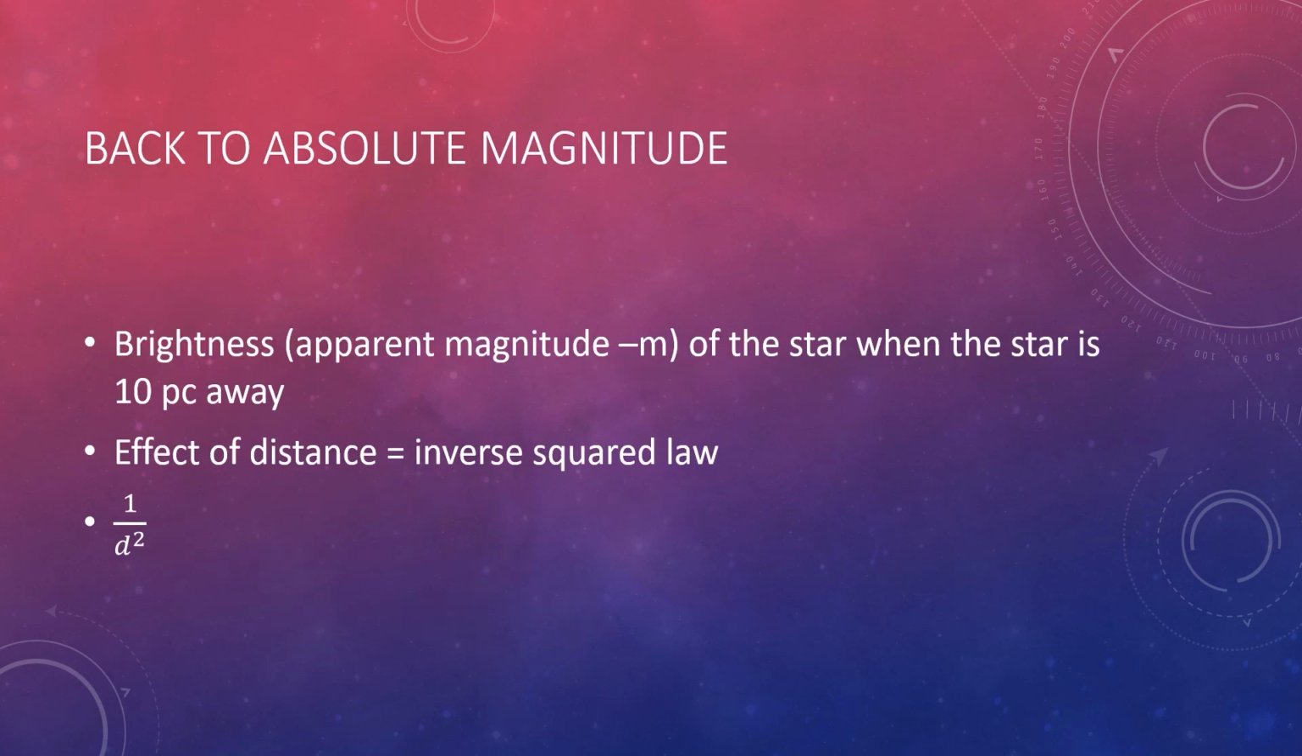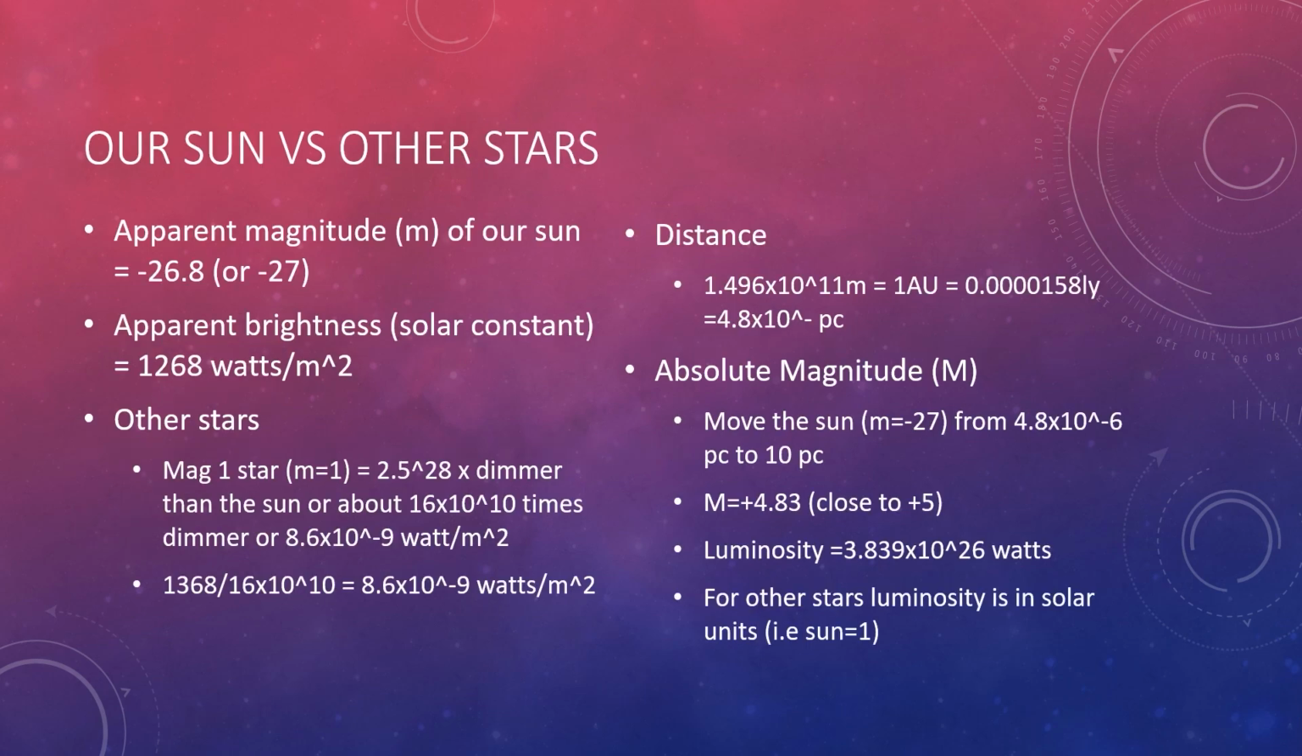Okay, so back to absolute magnitude. Absolute magnitude is the brightness a star would have when it is 10 parsecs away. And the effect of distance follows the inverse square law, so 1 over d squared. So now let's use this as an example, our sun versus other stars. The apparent magnitude of our sun is minus 27. The apparent brightness, or solar constant, is 1,268 watts per meter squared.